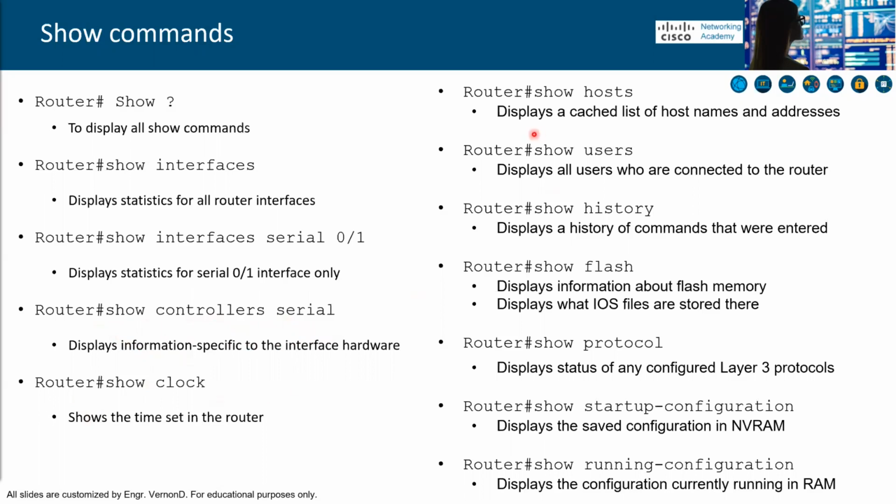To display a cache list of host names and addresses, type show hosts. To display all the users who are connected to the router, type show users. To display the commands that were entered, type show history. To display information about flash memory, type show flash. To display the status of any configured layer 3 protocols, type show protocols. To display the saved configuration in NVRAM, type show startup-config. To display the configuration currently running in RAM, type show running-config.